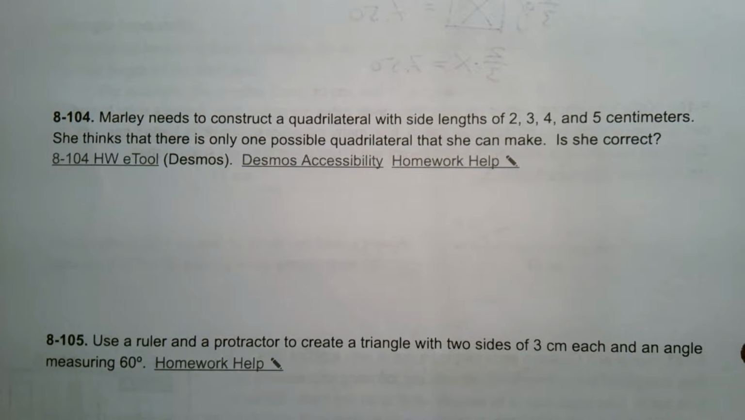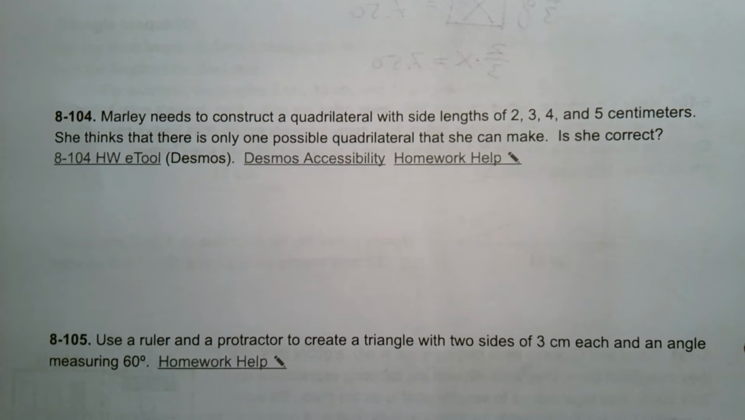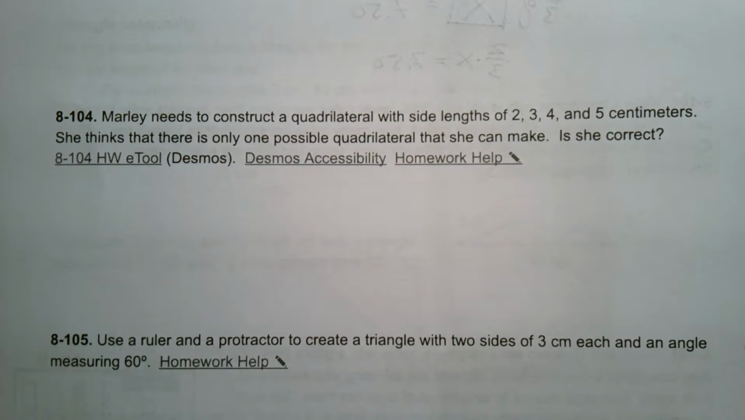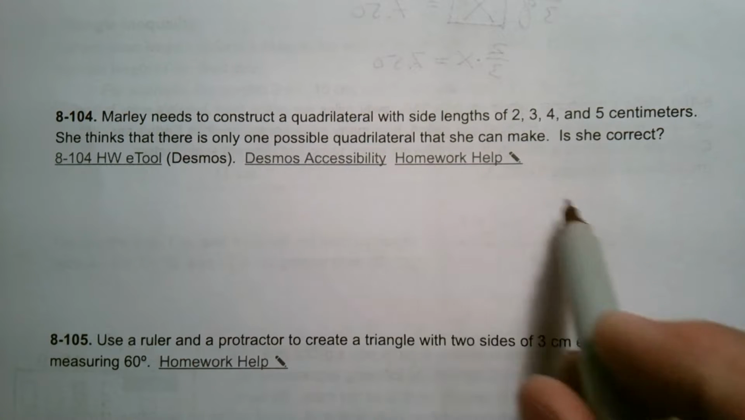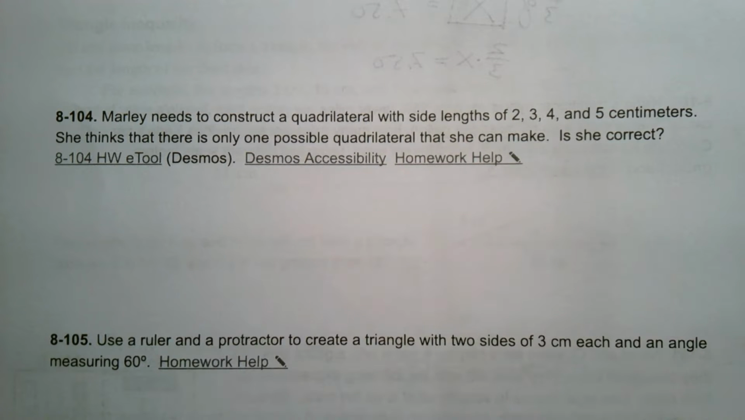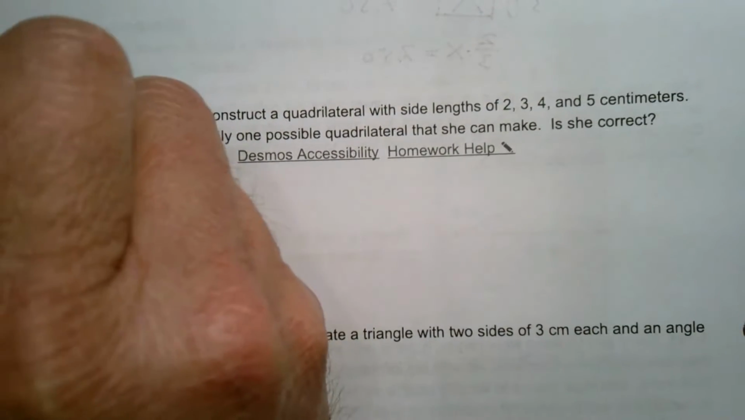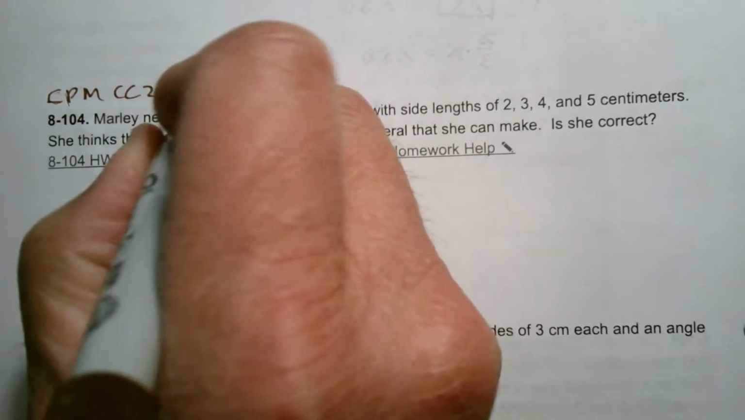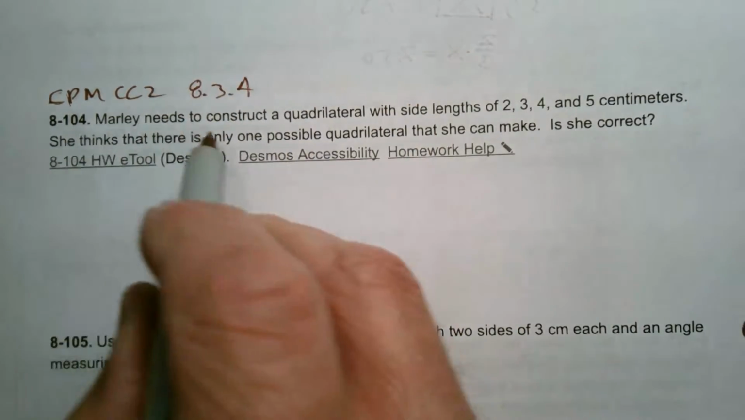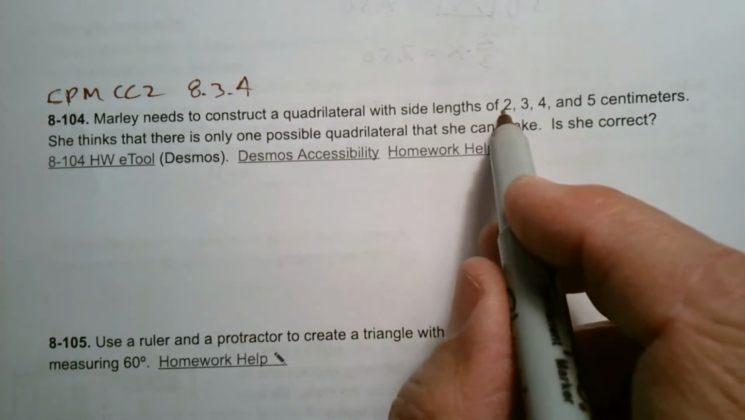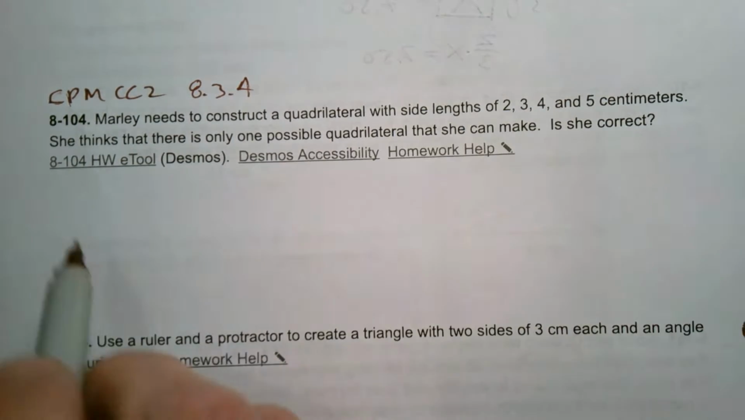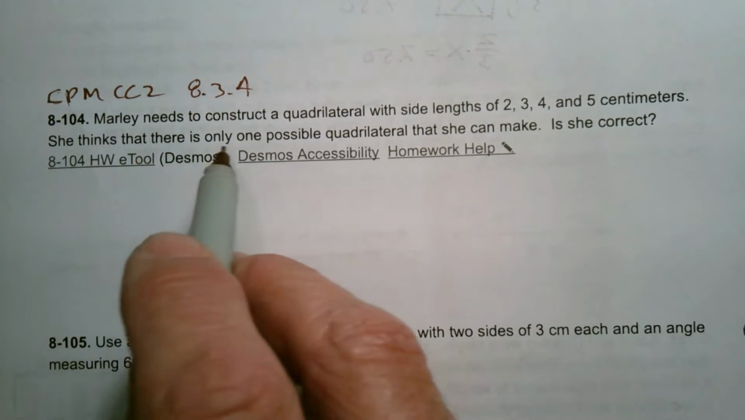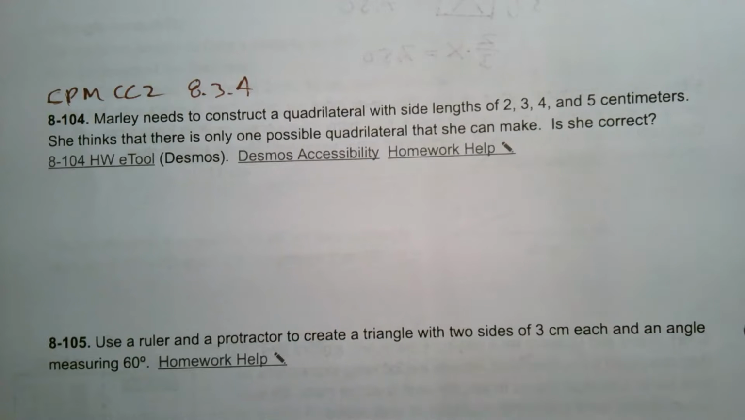We are looking at a problem that has to deal with constructing a quadrilateral given some side lengths and determining whether there's other possible things that we can do here. This is from CPM, Course 2, problem 8.3.4. It says Marley needs to construct a quadrilateral with side lengths 2, 3, 4, and 5 centimeters. She thinks that there is only one possible quadrilateral she can make. Is she correct?